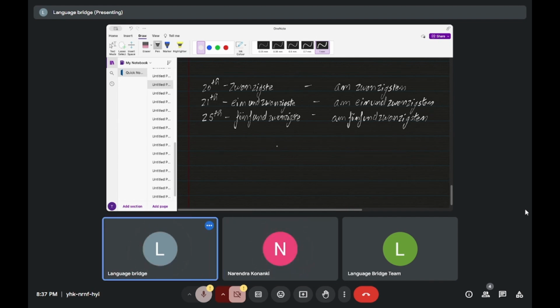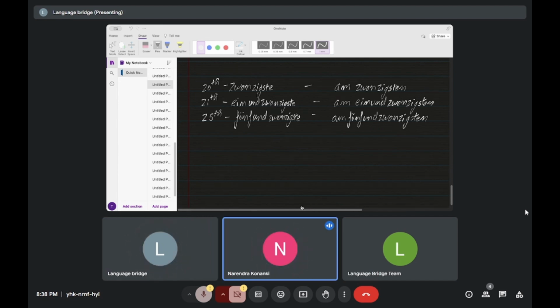Okay. Now let's do one exercise related to these basics. Come, open page number 104.